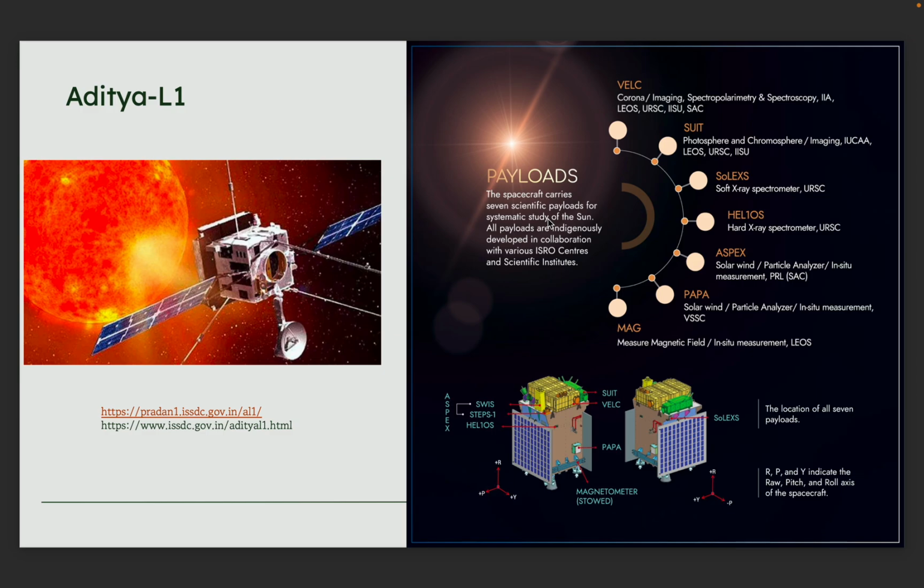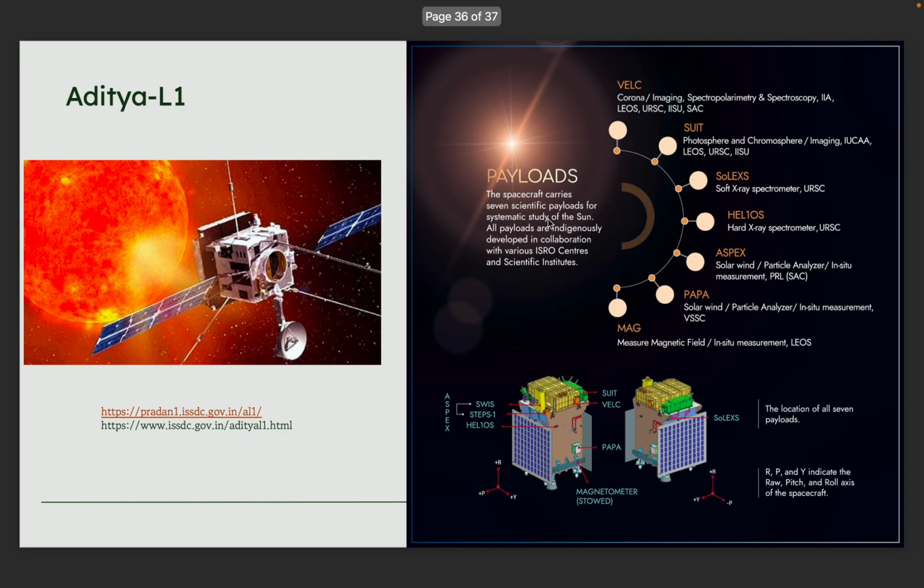One is the VELC. It is for studying the corona, doing solar imaging, spectropolarimetry and spectroscopy. Another is the SUIT, for the photosphere and the chromosphere study and imaging. SoLEXS is a soft X-ray spectrometer. HEL1OS is the hard X-ray spectrometer. And ASPEX is the solar wind or particle analyzer. PAPA is also a solar wind or particle analyzer, for in situ measurement. And MAG is for measuring the magnetic field.